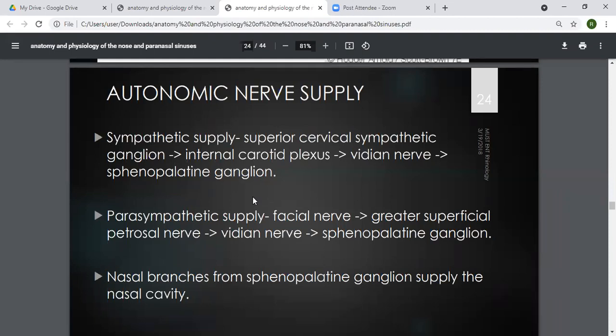While for the parasympathetic, we have the facial nerve. Then in the ear, it gives a branch, the greater superficial petrosal nerve, that together with the sympathetic supply forms the Vidian nerve. And this synapses at the sphenopalatine ganglion later to supply the nasal cavity.